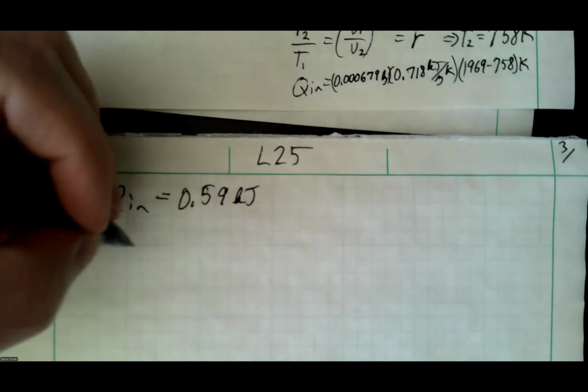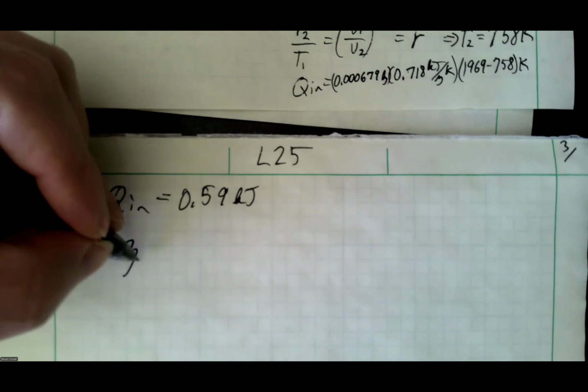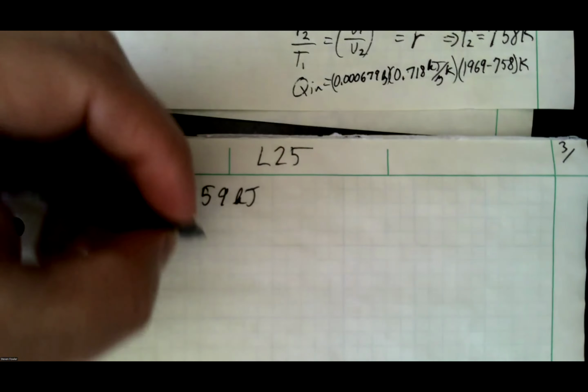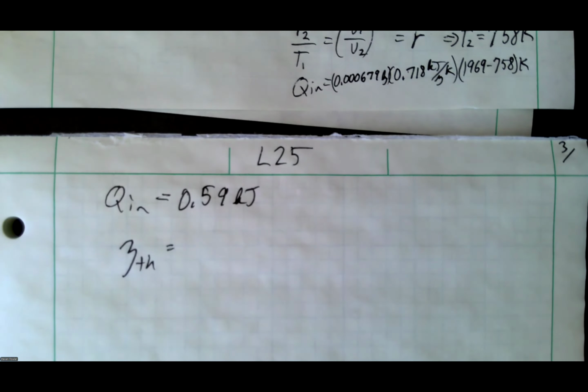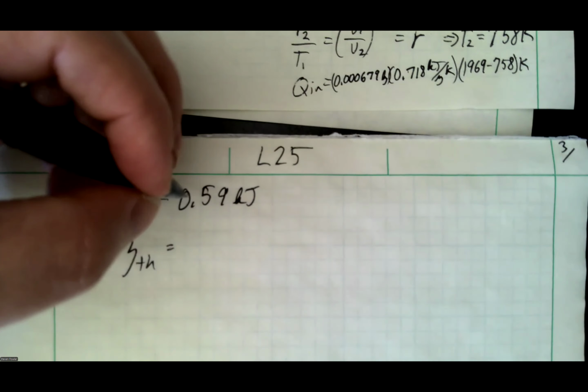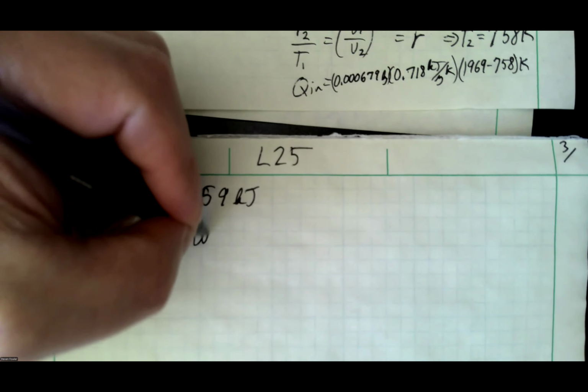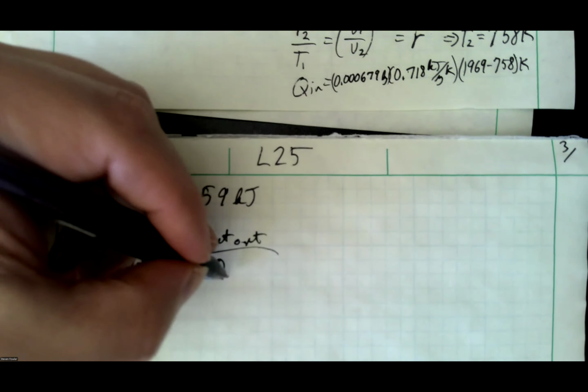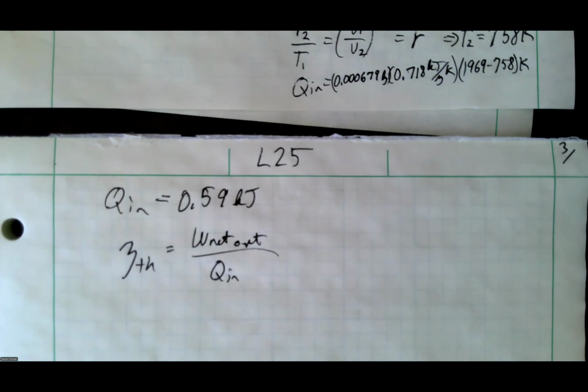Efficiency is, there's a bit of a cheat code for the efficiency, but let's start with the normal way. Okay, how do we find efficiency? Somebody might say output over input, because our text loves output over input. And that's fine, it's what we want. The net work out divided by what we have to do to get it, Q in.